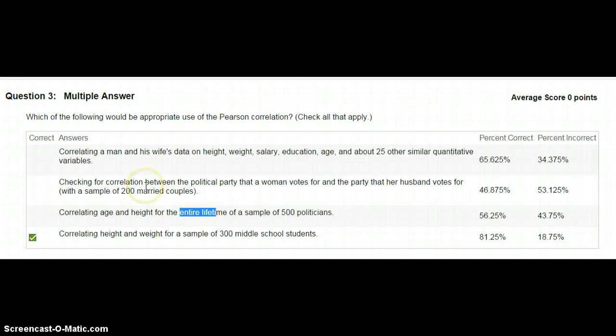And finally, political party. So the issue here is that this is not a quantitative variable. To do a correlation, we need 2 quantitative variables, or at least something that can be put on a number scale, which political party cannot.